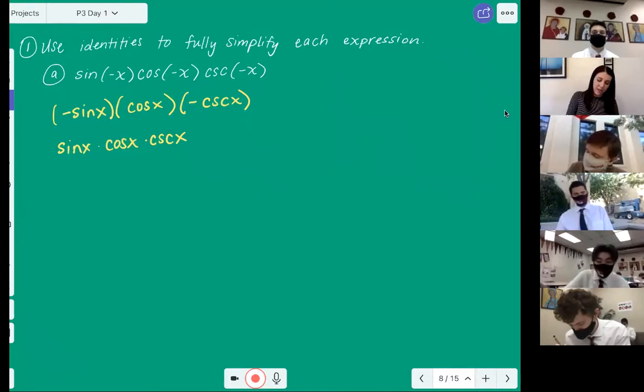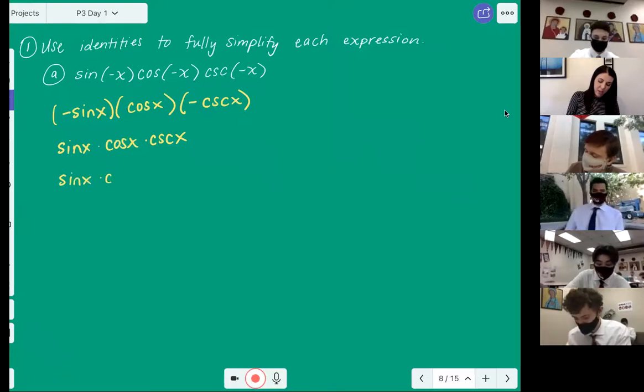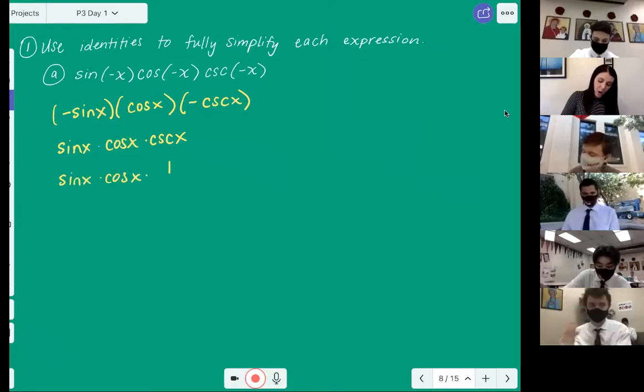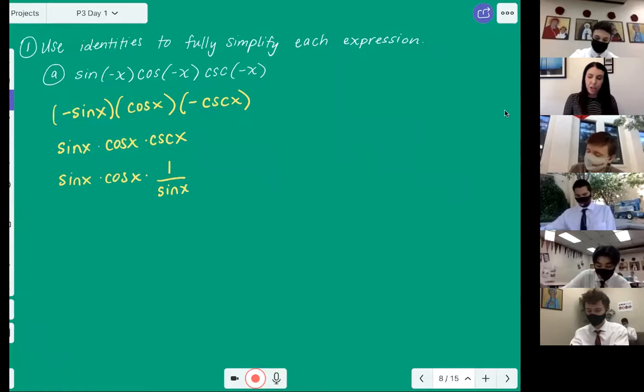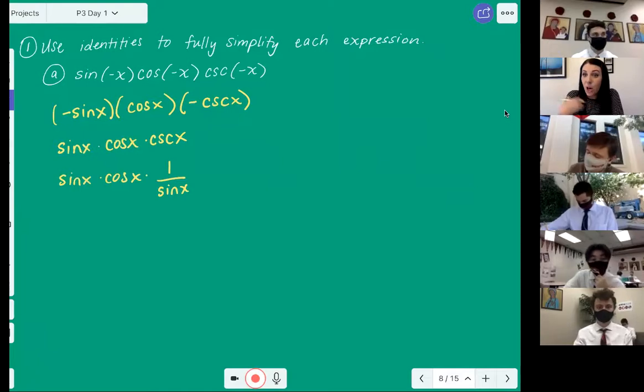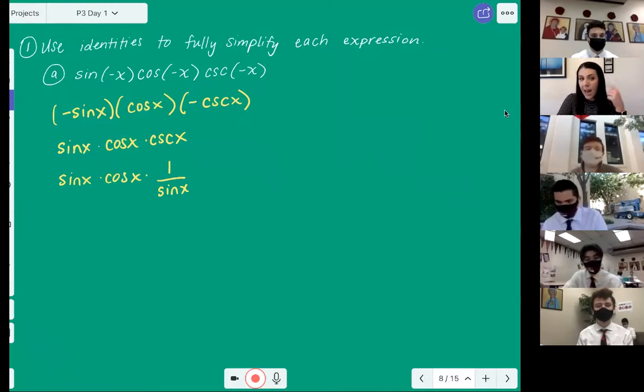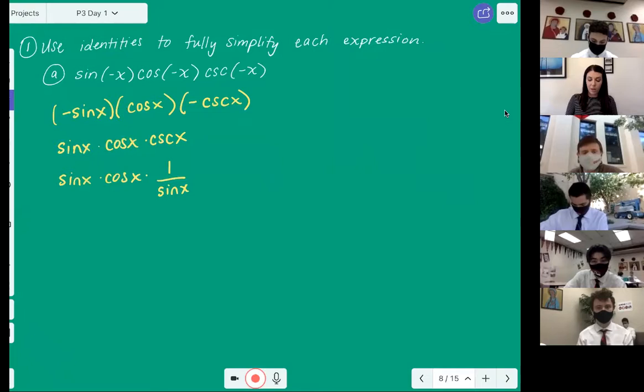Fantastic job. So I have now sine of x times cosine of x, and then times 1 over sine of x. What identity is that you're using, Ryan? Just the reciprocal. Fantastic. Excellent job. So we're using our reciprocal identity on that one. So far we've used even and odd identities, and we've used our reciprocal identity. Adam, what can I do from here? You can put sine x times cosine of x and then put it over sine of x.